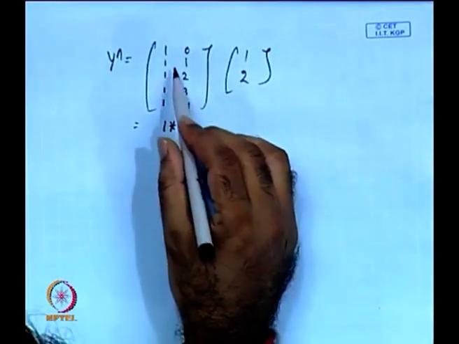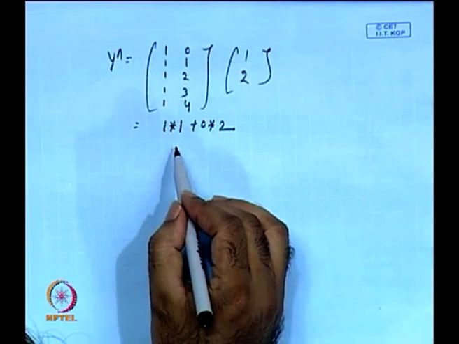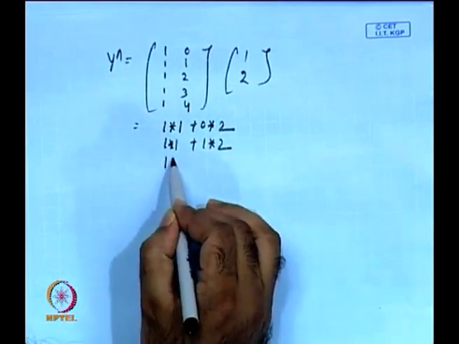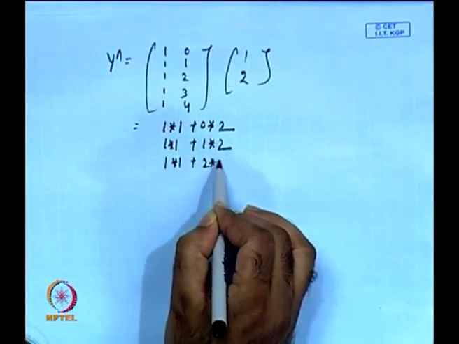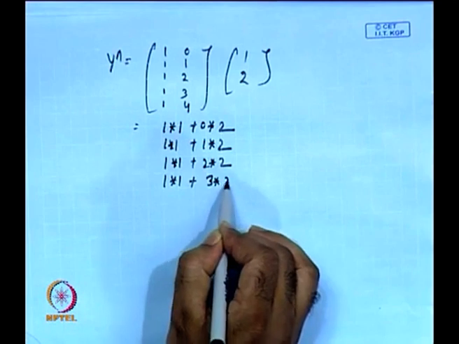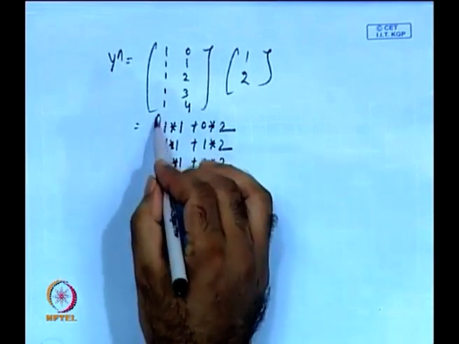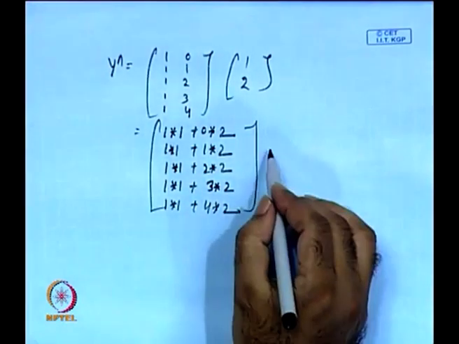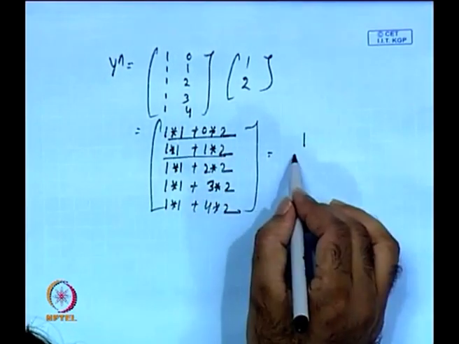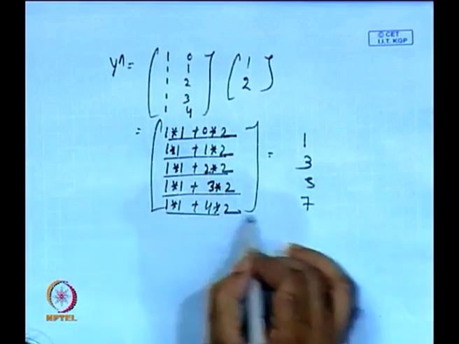Then 1 into 1 plus 0 into 2 plus 0 into 2. Okay. So, this is the first element, then 1 into 1 plus 1 into 2, then 1 into 1 plus 2 into 2, then 1 into 1 plus 3 into 2, then 1 into 1 plus 4 into 2. Okay. So, this is the y hat. If you simplify, this is nothing but 1, this is nothing but 3, this is nothing but 5, then this is nothing but 7, and this is nothing but 9.